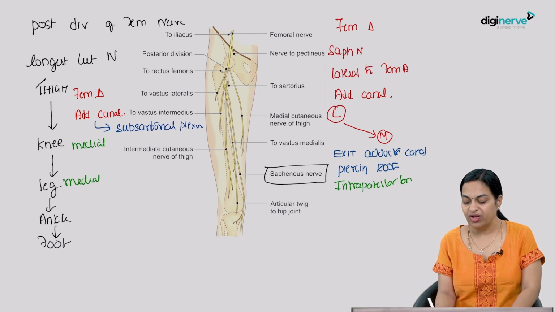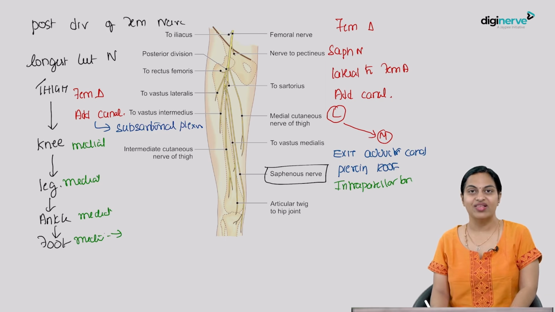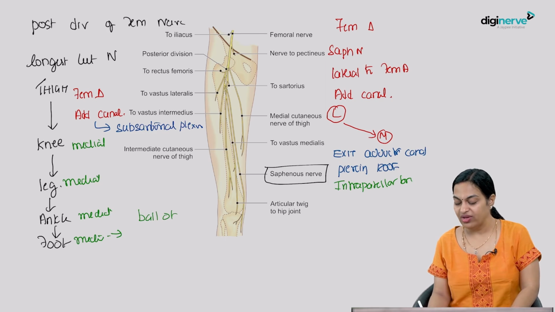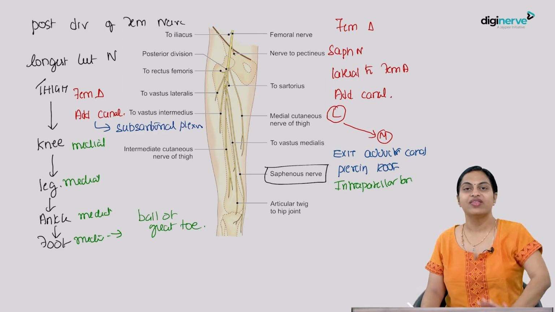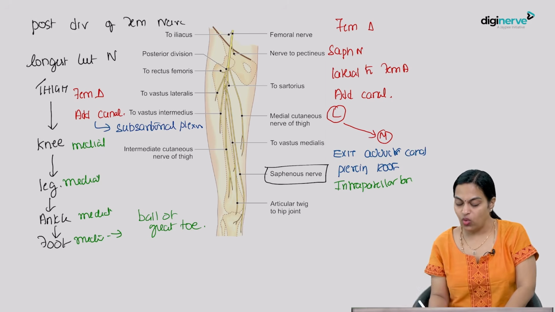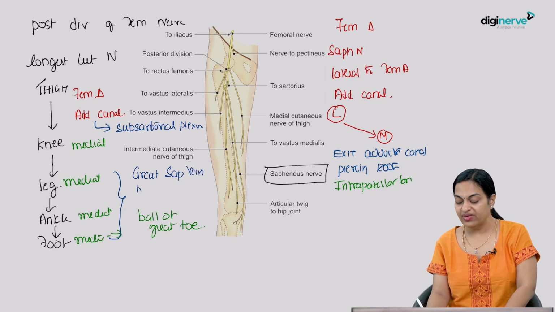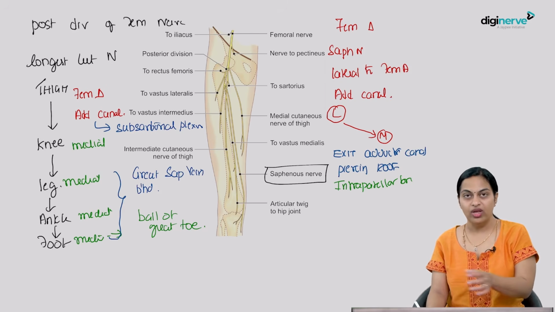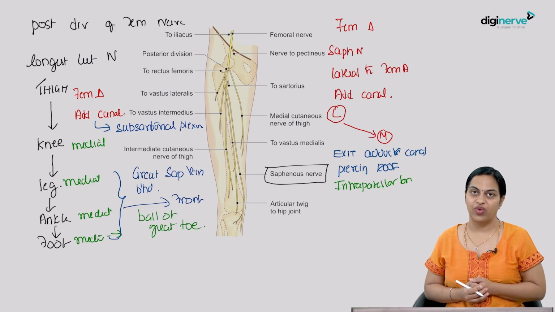It is supplying the medial aspect of the leg. You can see it over the medial aspect of the ankle and also in the medial border of the foot. You know where it ends? Up to the ball of the great toe. Along the medial aspect, it is the saphenous nerve starting from the knee all the way up to the ball of the great toe. Over the leg, ankle and foot, it is closely related to the great saphenous vein. Initially, it will lie behind the vein. But in the lower part of the leg and over the ankle, it will lie anterior to the great saphenous vein.